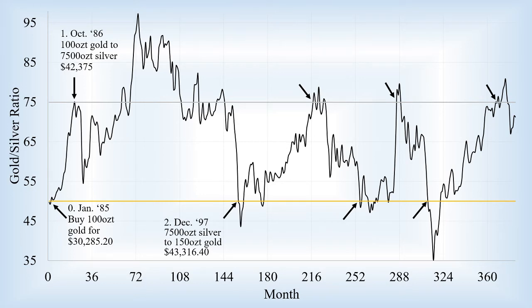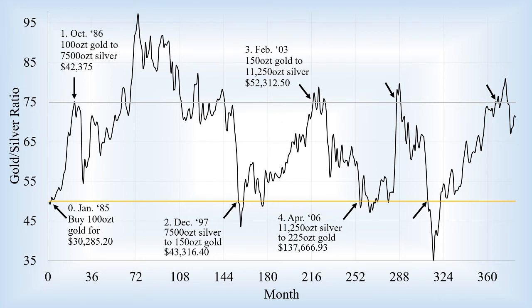So then in December 97, we're going to trade that silver back into gold, to 150 ounces of gold. And its value didn't increase very much, but now we have 50 more ounces of gold than we had. In February 2003, traded back to silver. It's increased about $10,000 in value. Trade it back into gold. And you see every time we trade it into silver, we're getting 75 ounces of silver for each ounce of gold. Every time we're trading it back into gold, we're getting 1 ounce of gold for every 50 ounces of silver. So the quantities of gold and silver are increasing every time. And the value increases because the spot prices are increasing as well.